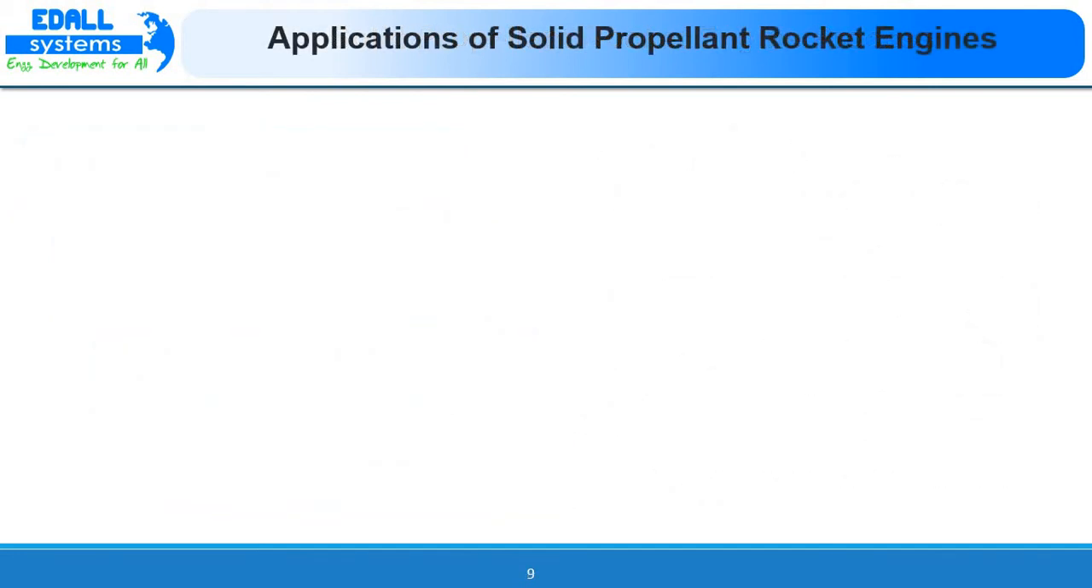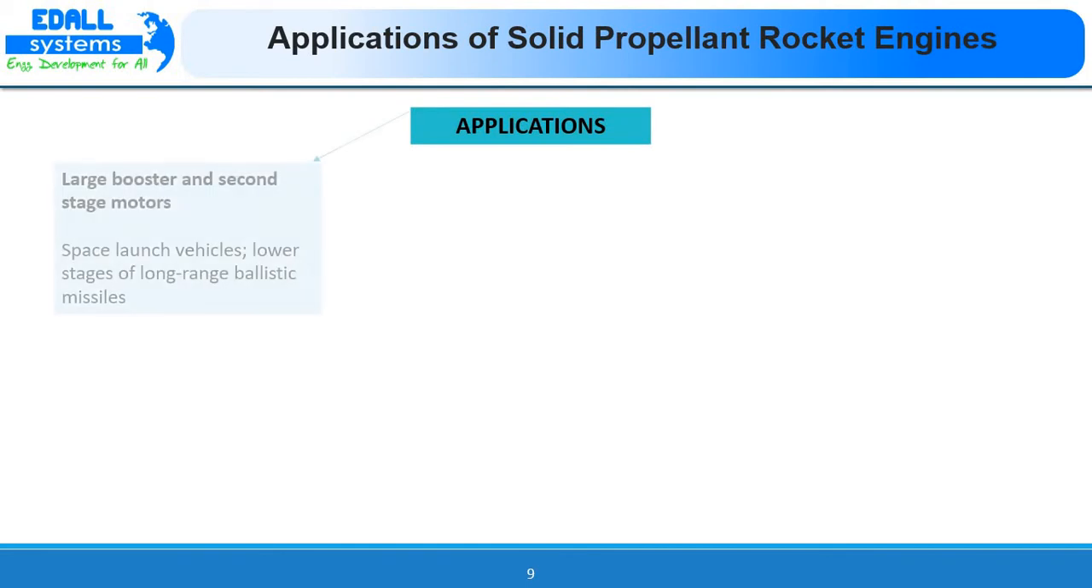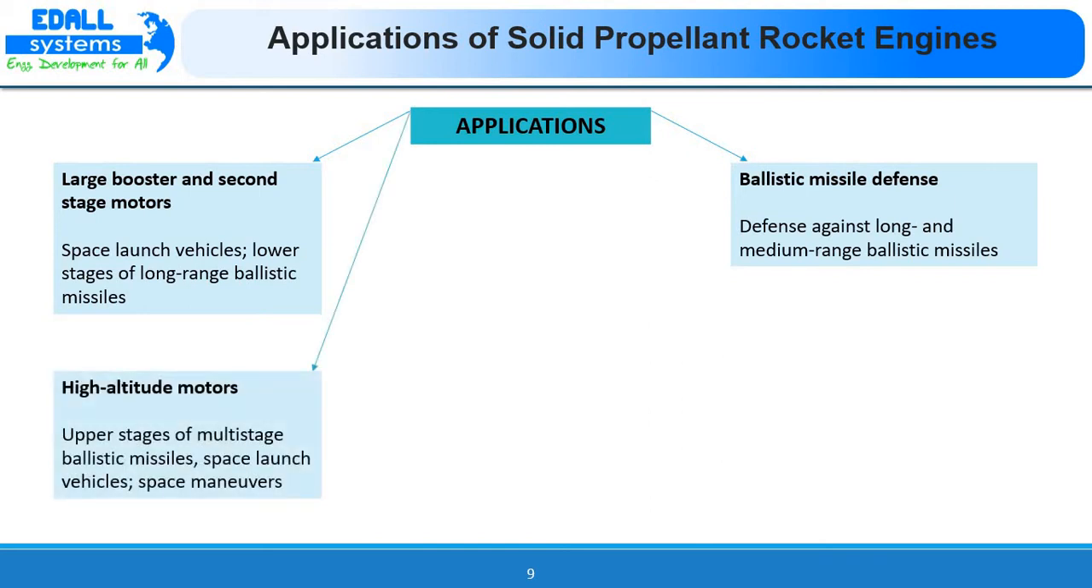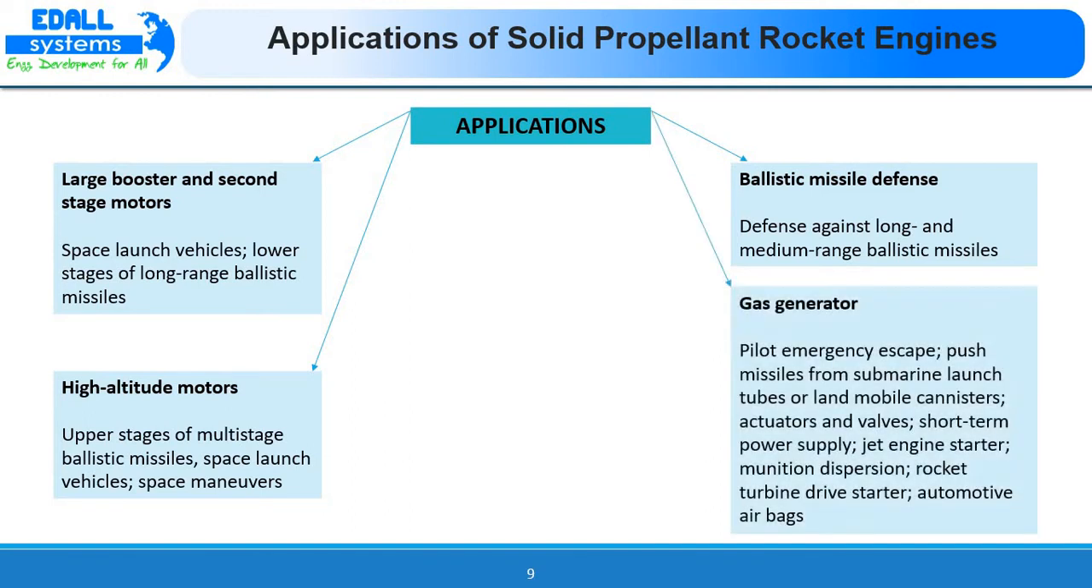Moving on to the next part, we will discuss the applications of solid propellant rocket engines. First, it is used for large boosters and second stage motors, such as space launch vehicles or lower stages of long range ballistic missiles. Then it may be used for ballistic missile defense, that is, defense against long and medium range ballistic missiles. Again, it can be used for high altitude motors, such as upper stages of multi-stage ballistic missiles, space launch vehicles, or space maneuvers. Then it can be used as a propellant for gas generators, which are useful for pilot emergency escape or to push missiles from submarine launch tubes or land mobile canisters.